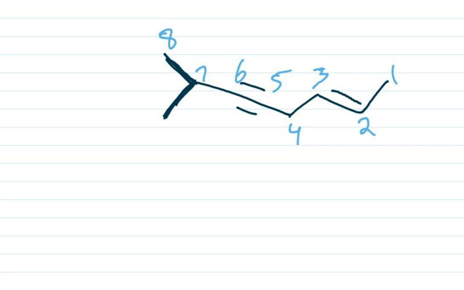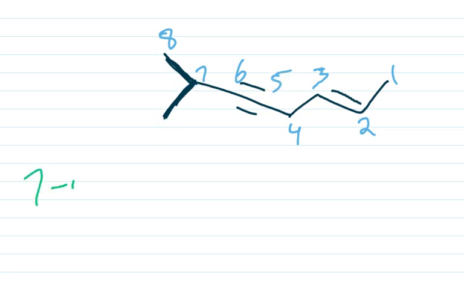So knowing the correct numbering pattern, we can now name this molecule. So this molecule is 8 carbons long, so that would be oct, and we have a double bond at carbon number 2 and a triple bond at carbon number 5 and a methyl substituent at carbon number 7.